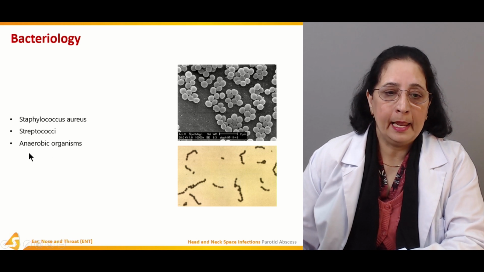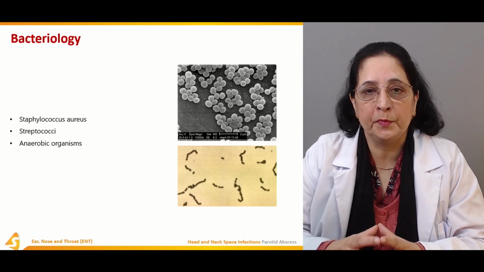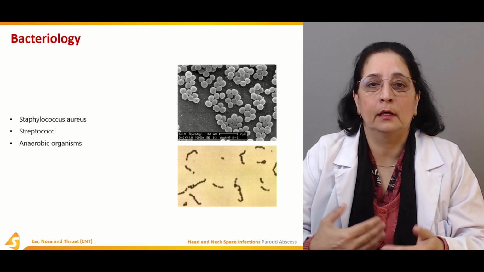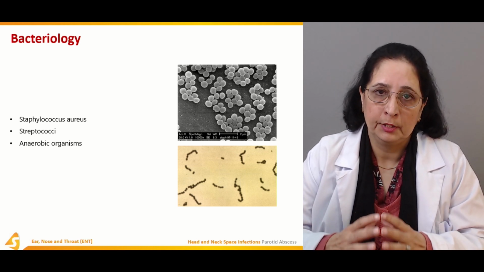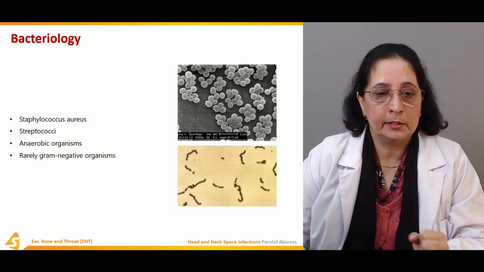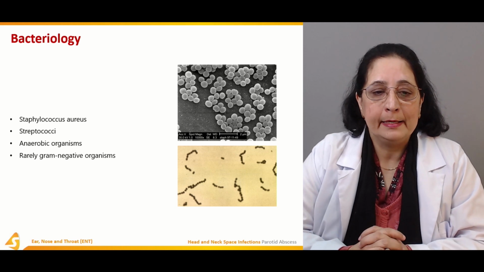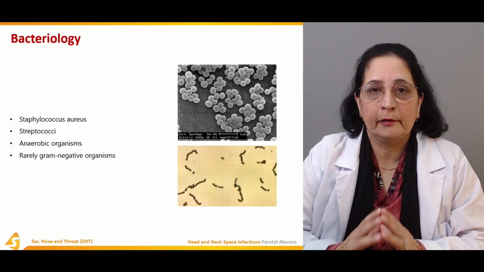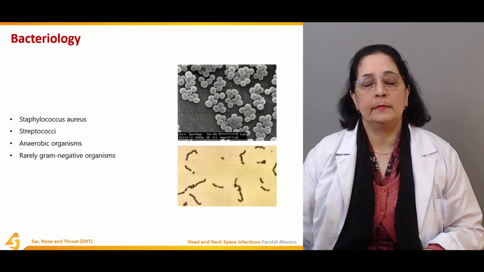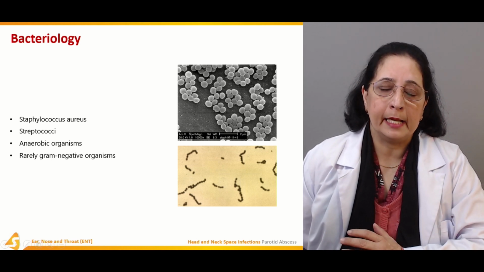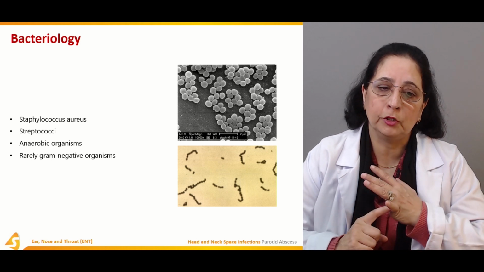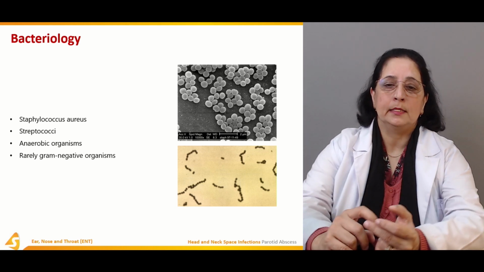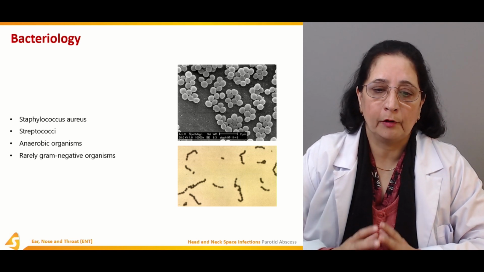streptococci, anaerobic organisms, different anaerobes. Anaerobes are microorganisms which do not require oxygen for their growth and multiplication. And also, rarely, we have gram negative organisms, which are not stained by the gram stain. So gram negative organisms are also associated with the parotid abscess. So staphylococcus, streptococcus, anaerobic organisms and gram negative organisms are all associated with the parotid abscess.